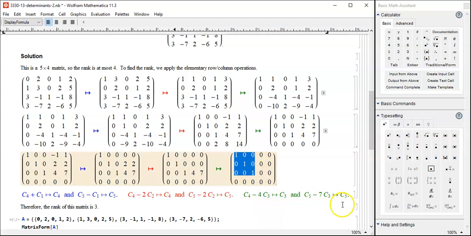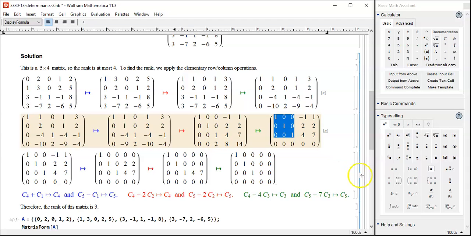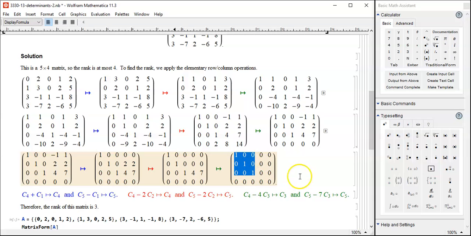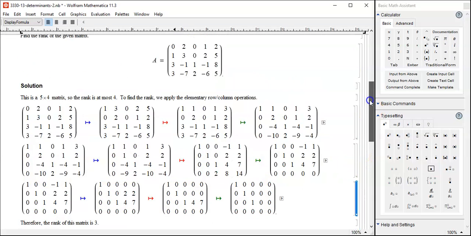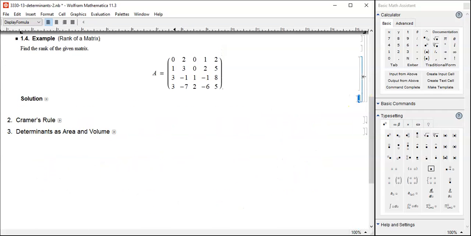We have this identity matrix here. And that tells me that this is rank 3. As a matter of fact, you could have told this is rank 3 from here. You could have stopped here, but these final operations are really simple, so I decided to complete everything and get to the identity matrix embedded anyway. So, this matrix has rank 3.